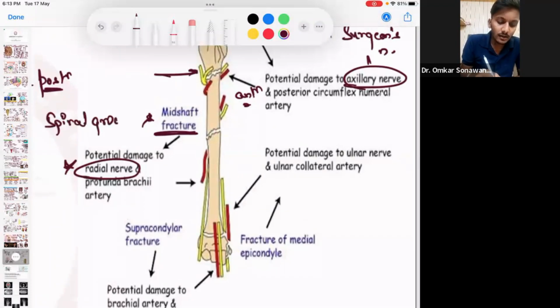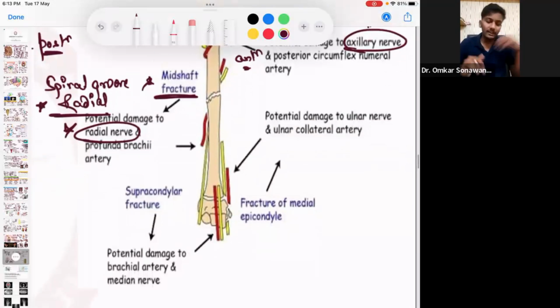In the spiral or radial groove, which two structures pass? First is the radial nerve. And second is which artery? Profunda brachii artery. कोई दिक्कत नहीं है इसमें, important. So if they ask you which artery is damaged in mid shaft fracture, the answer is profunda brachii artery. And which nerve? Radial nerve.